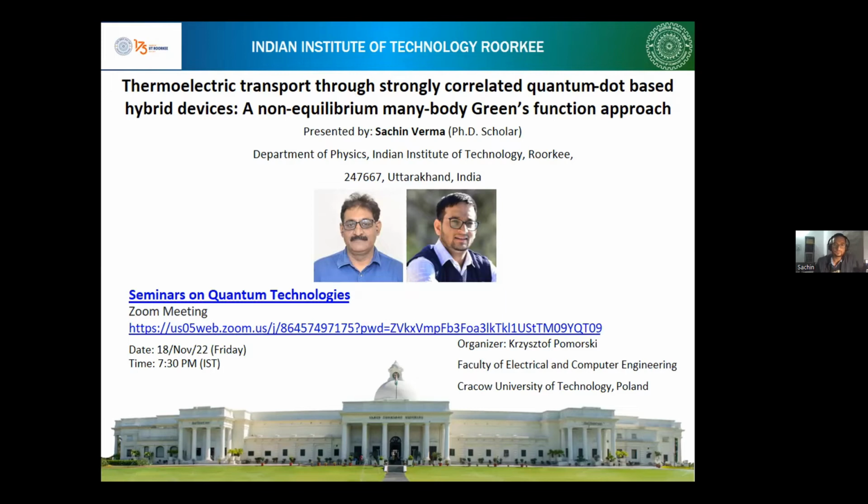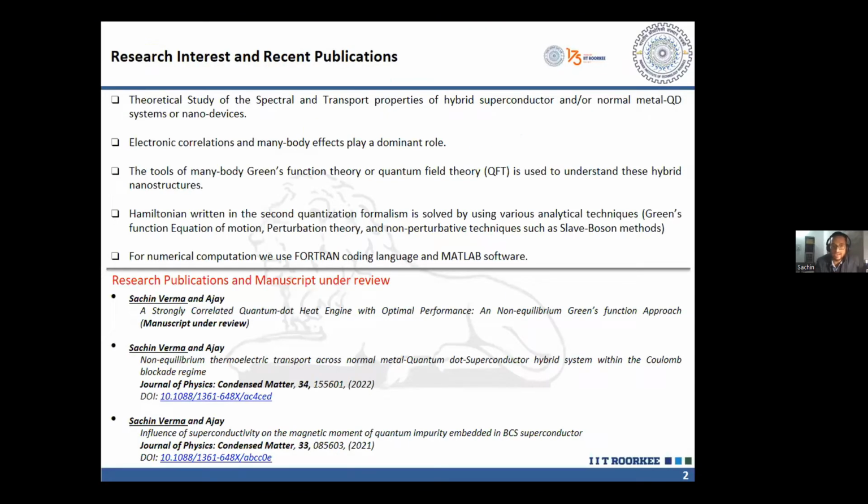Okay, so let me first briefly highlight our research interest and recent publications. I theoretically study the spectral and transport properties of hybrid superconductor and normal metal or quantum dot based devices. In these devices, the electronic correlation or many-body effect plays a dominant role, and we have to use the tools of many-body Green function theory or quantum field theory to understand these hybrid nanostructures.